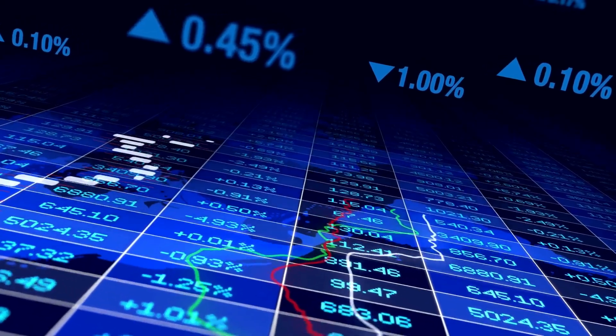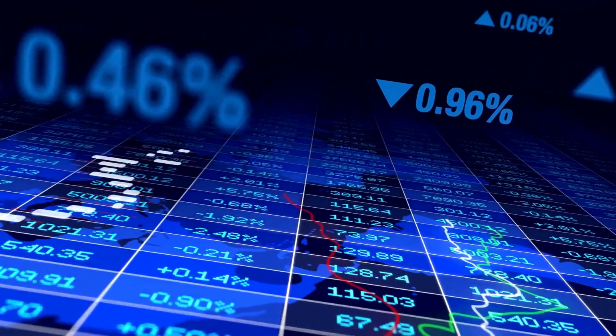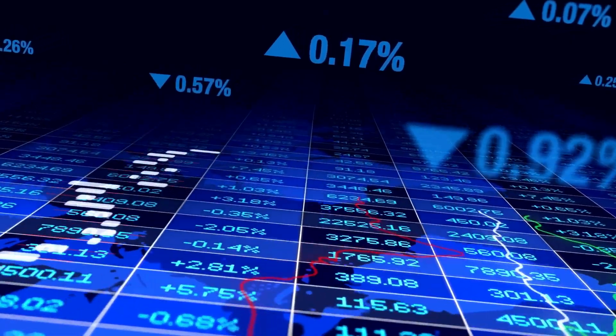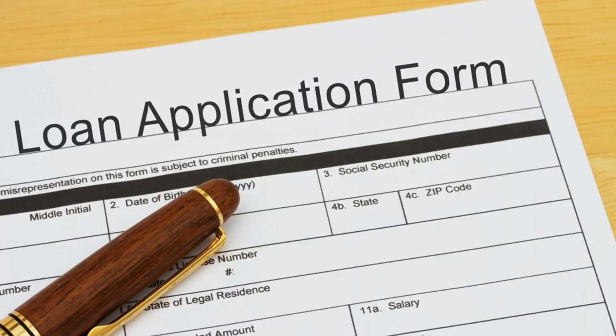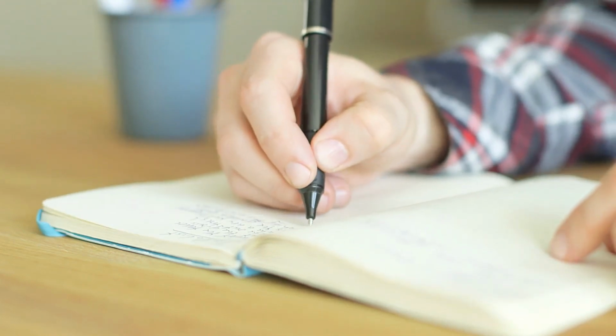Next, look at the interest rates. These rates can be tricky because they change how much you'll pay back in the long run. If you have multiple loans, each one might have a different rate. Write them all down so you can see which ones are charging you more.